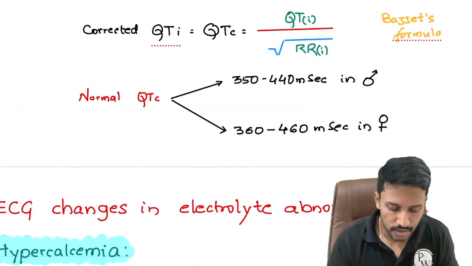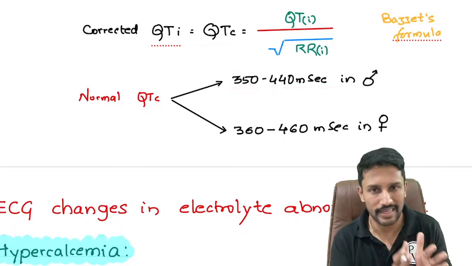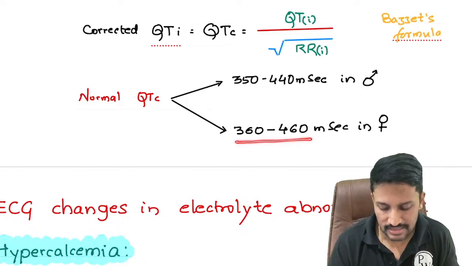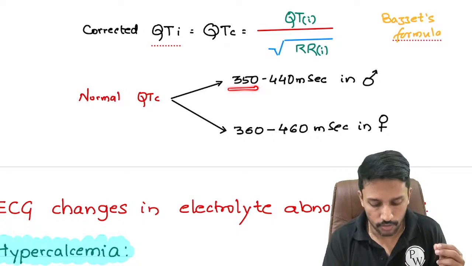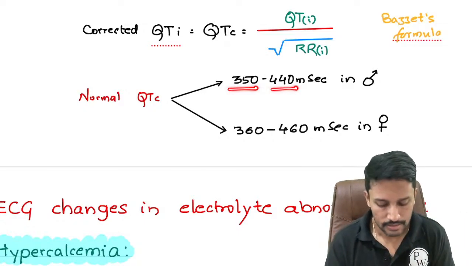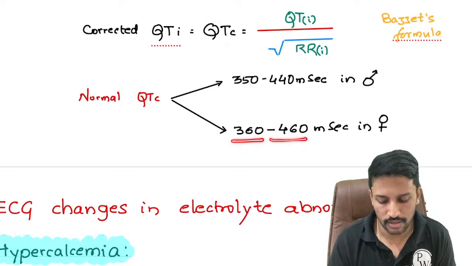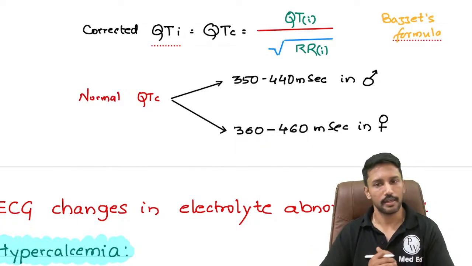Now the normal corrected QT interval is 350 to 450 milliseconds for males and 360 to 460 milliseconds for females. So when it is less than 350 in a male or more than 440 in a male, we will call it as shortened or prolonged QT interval. Similarly, when it is less than 360 or more than 460 in a female, we will call it as shortened or prolonged QT interval. Clear?